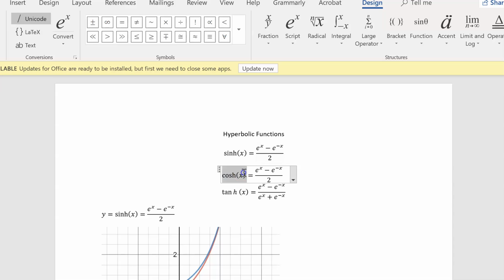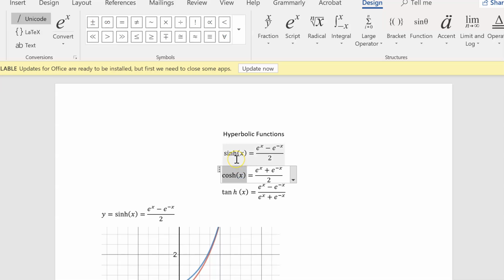And then there is cosh, which is hyperbolic cosine x, which is defined as e to the x plus e to the negative x over 2. And hyperbolic tangent, or tanh x, is defined as e to the x minus e to the minus x over e to the x plus e to the minus x. And just like in what we know, it is the hyperbolic sine over the hyperbolic cosine.